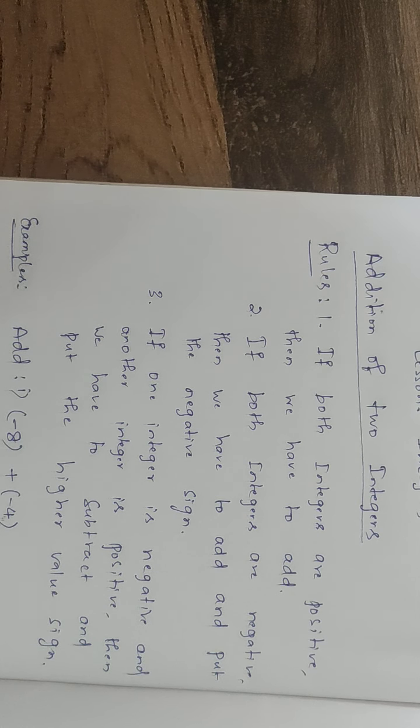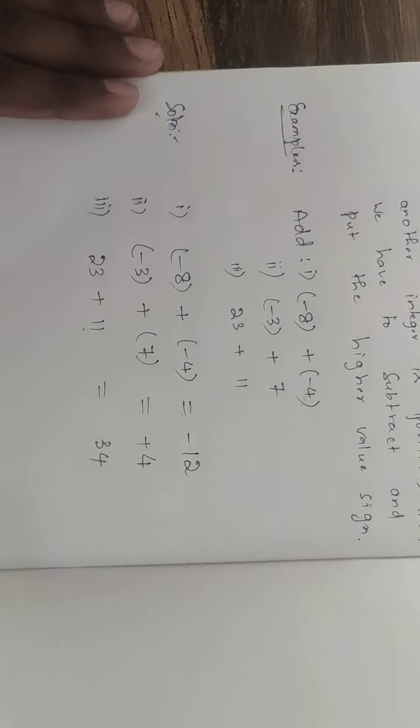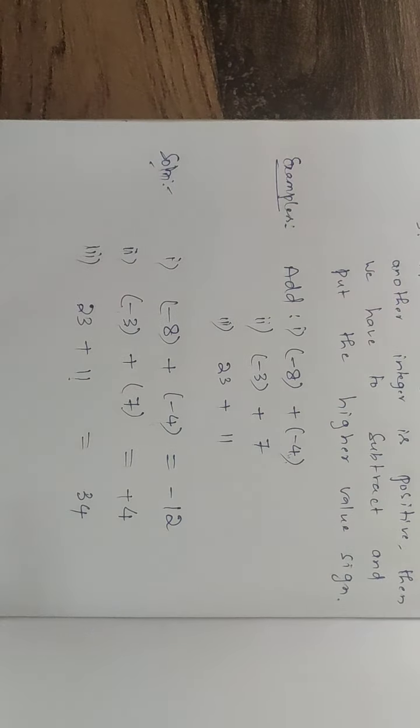If both are positive, then we need to add. If both are negative, then also we add and put the negative sign. If one integer is positive and the other is negative, then we subtract and put the higher value sign. So those are the rules for adding two integers, right? We solved three examples: adding two negative integers, adding two positive integers, and adding one negative and one positive integer.